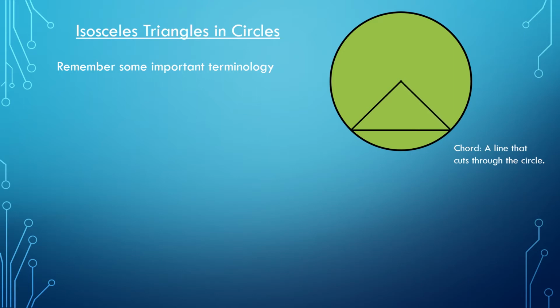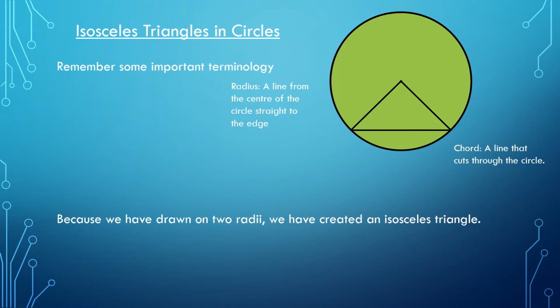If we draw a line like that, from the centre of the circle straight out to the edge, or from the edge straight into the centre, then we've got a radius. Okay, and if we were to do that from either end of our chord here, then we've got an isosceles triangle. Okay, we've got an isosceles triangle because the two slanty lines at either end, if you like, are both radii.